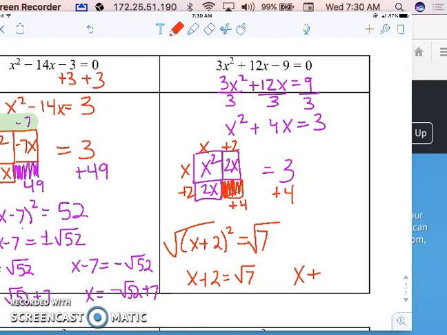x plus 2 equals negative square root of 7, and then subtract 2. So x equals positive square root of 7 minus 2, and x equals negative square root of 7 minus 2.